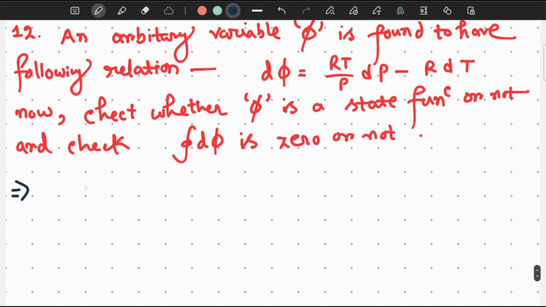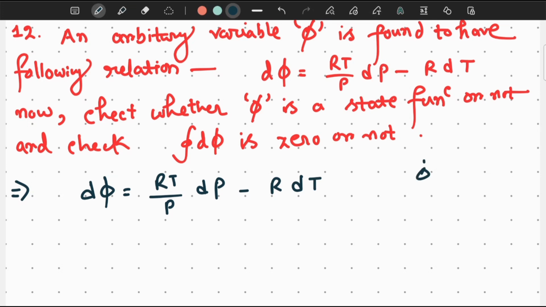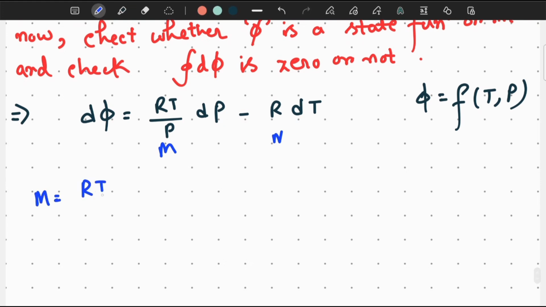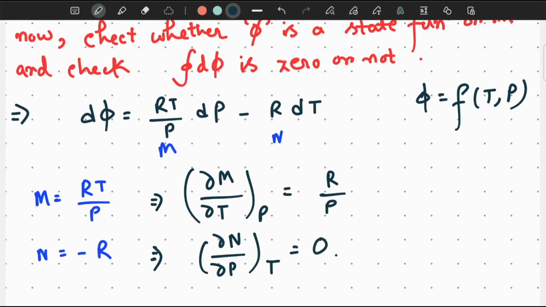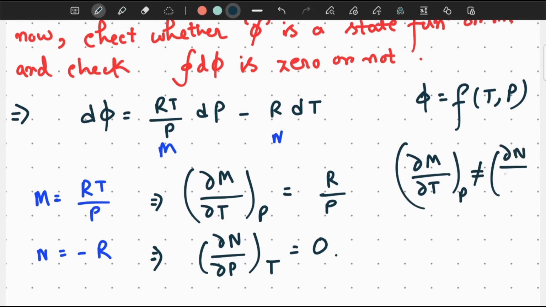First, d phi is given, so d phi is actually RT by P dP minus R dT. So here it's clear that phi is actually a function of T and P. So that's why it can be identified as, this is M, this is N. So M is this, and N is minus R. Therefore we have to check del M del T at constant P here, because their P derivative is already there. This will be R by P, clear, and we have to check del N del P at constant T, it is 0 because R is a constant, so clearly it's not matching. Therefore del M del T is not equal to del N del P.